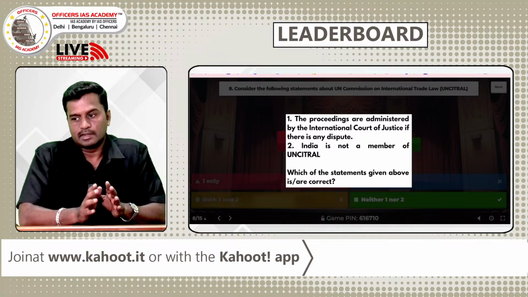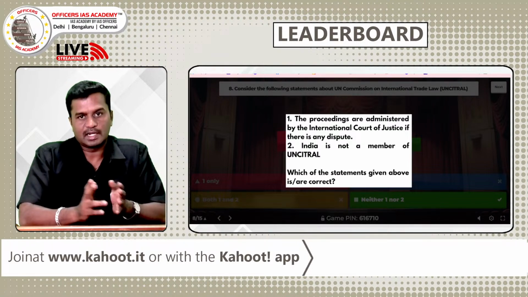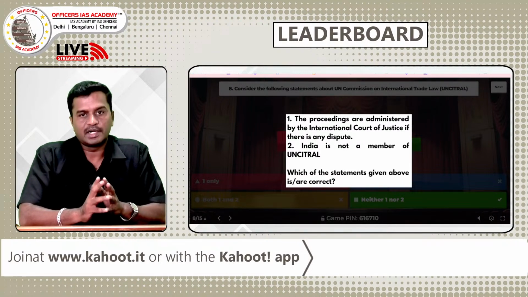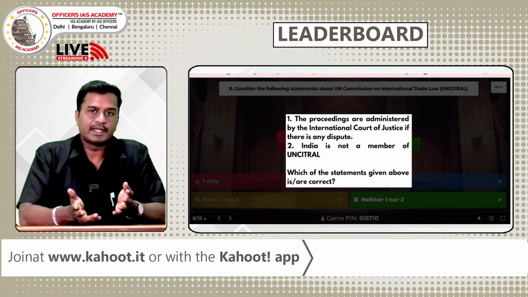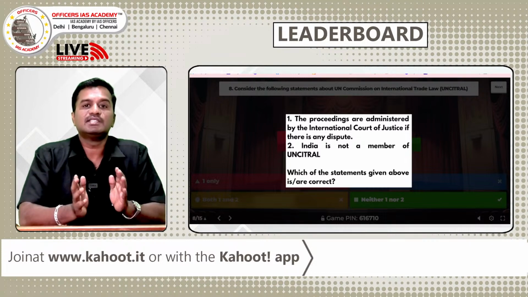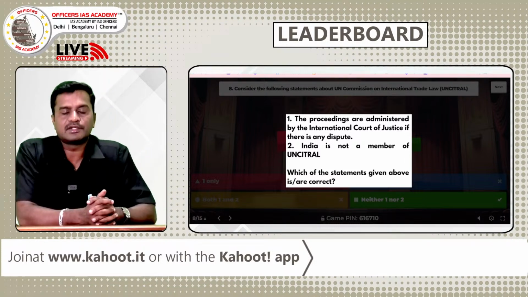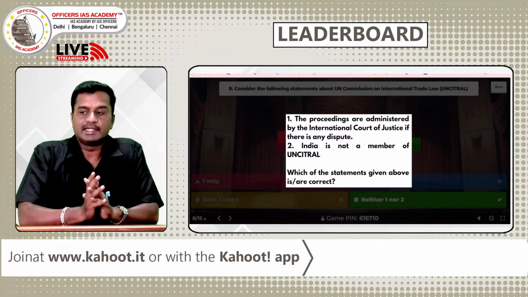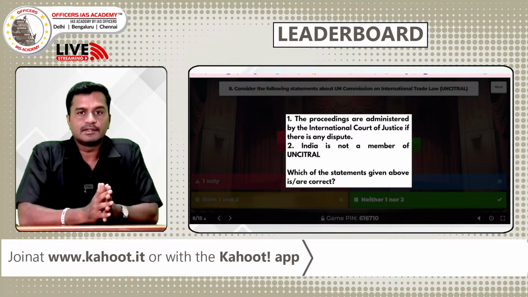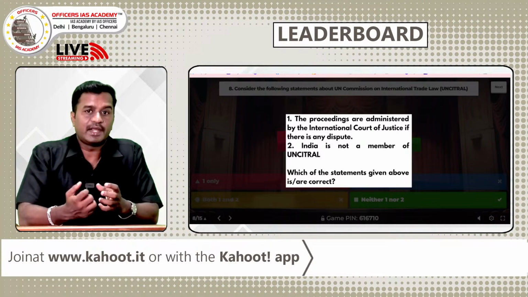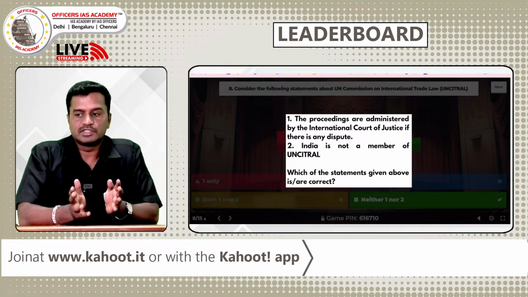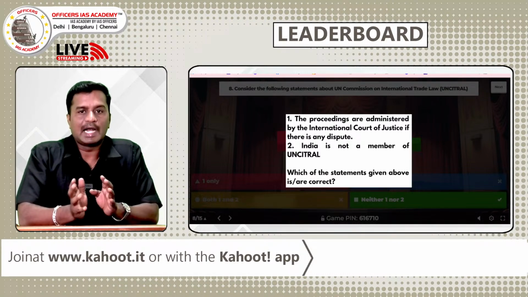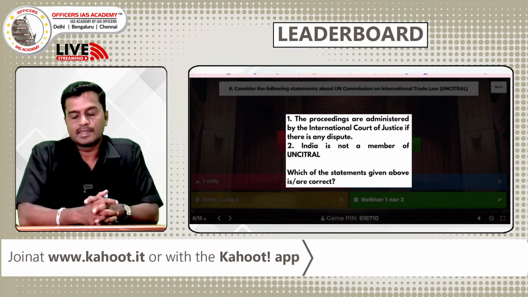Now, when it comes to UNCITRAL, the UN Commission on International Trade Law, disputes arising under international trade are taken to the PCA. UNCITRAL is an international organization that deals with international trade. So whenever trade disputes come under the ambit of UNCITRAL, they are actually administered by the PCA.